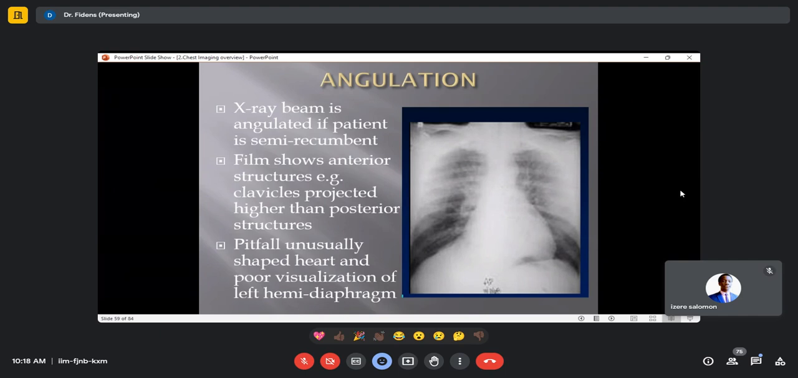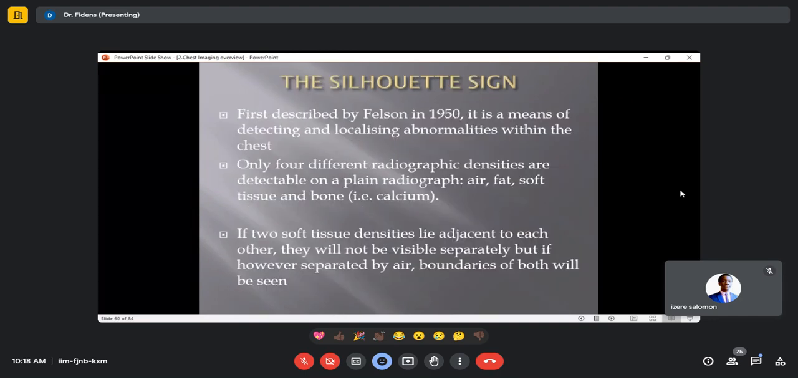Silhouette sign is when two structures, one of which is an abnormal opacity, are in the same plane, and you are not able to outline the margin of the normal structure. Like for the heart, if there is any opacity, that opacity should be in the same plane, the same level.